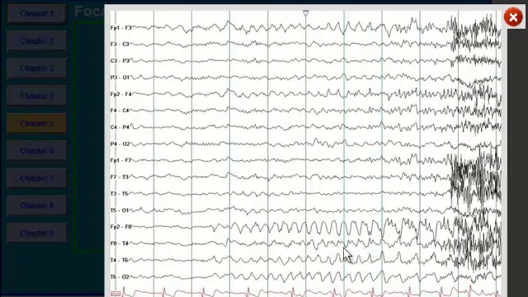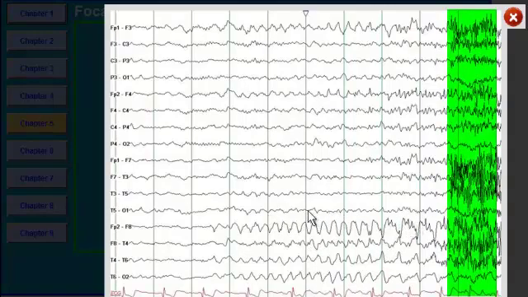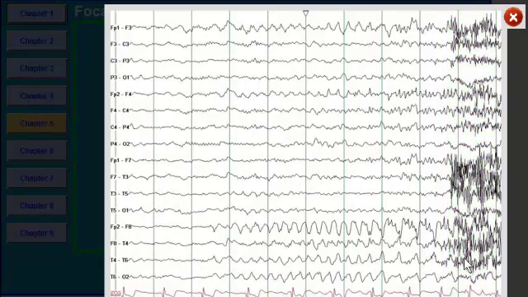Within 4 or 5 seconds of the onset of this rhythmic theta and then delta activity in the right temporal region, you see muscle artifact. So this is an onset of an electrographic seizure starting from the right temporal head region that came out of sleep, and now there is motor activity that's involved.